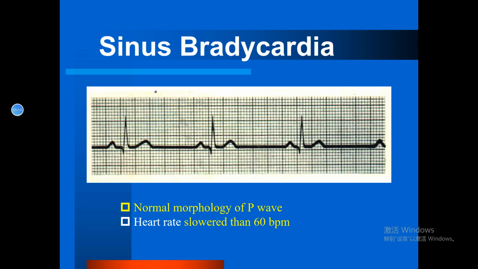So this is an ECG of sinus bradycardia. In this ECG, we can find a normal morphology of the P wave, because the P wave is at least upward, right? But the heart rate is slower than 60 beats per minute. So we can diagnose this ECG as a sinus bradycardia.